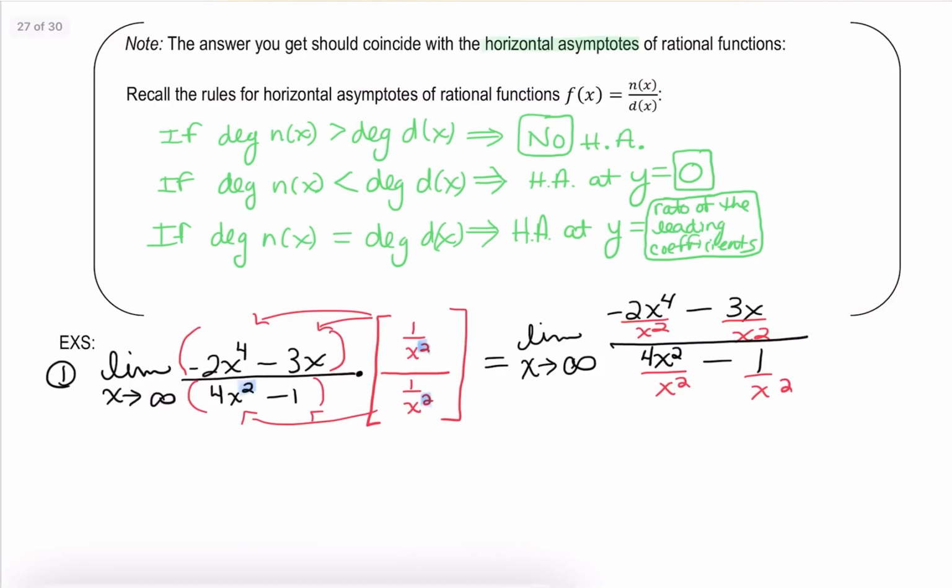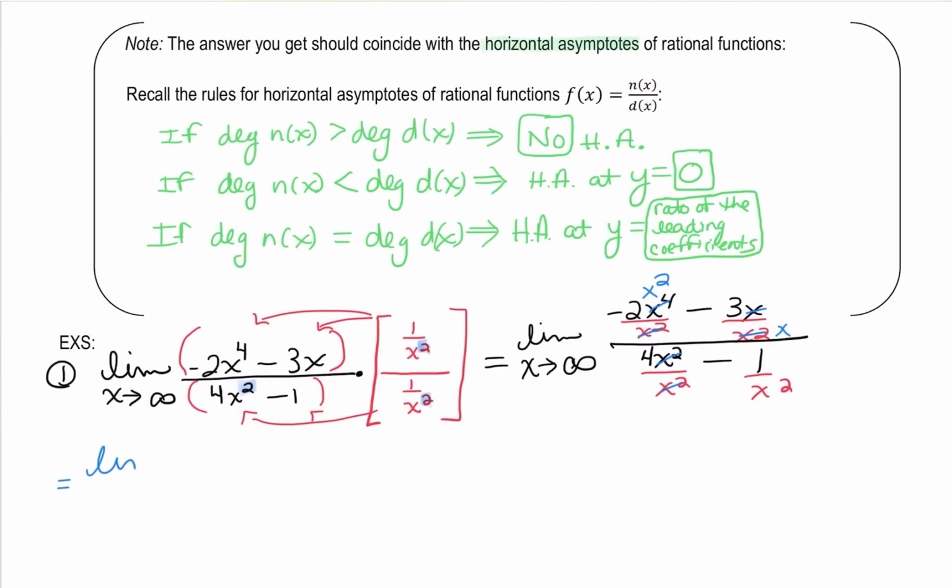Now what we're going to do is reduce. If I have x to the 4th divided by x squared, I can reduce, and this is just going to give me an x squared. The x divided by x squared, I'm just going to have x. The x squared over x squared. So what am I now going to have?